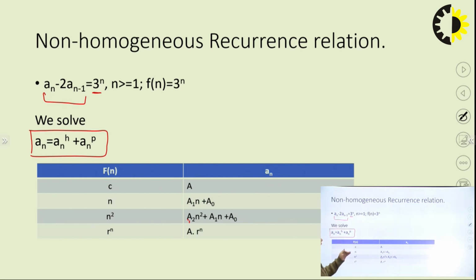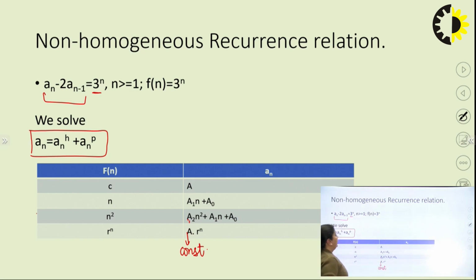Then if I have my fn of the form n square, in that case my particular solution will be given in the form of a2 n square, where a2 is a constant, plus a1 n, where a1 is again a constant, and then a0. a0 is also a constant over here. And if I have my fn in the form of something like r to the power n, so here my solution will be A dot r to the power n, where A is nothing but a constant.